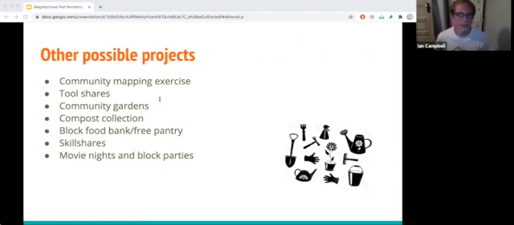And then, yeah, so I mean, this has to be fun, right? You can't just have a neighborhood pod where it's all business all the time, or it's going to suck.